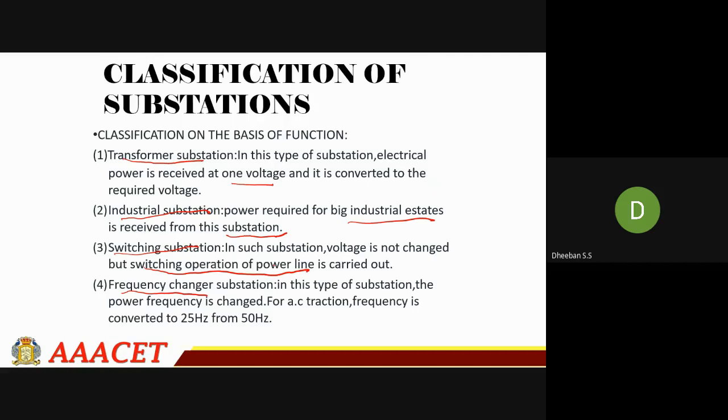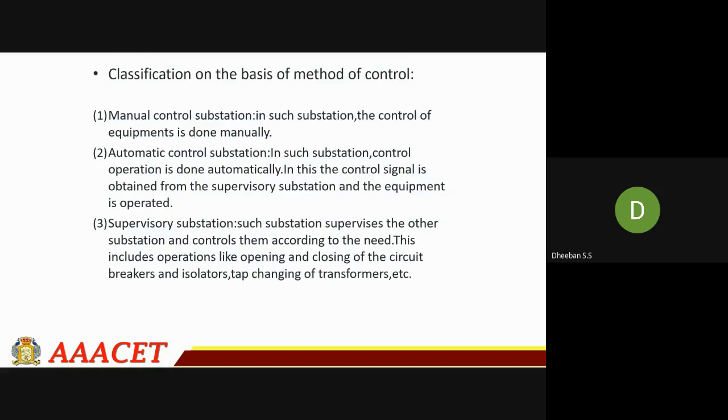Frequency change substation. Over here, the frequency gets changed, converted from 25 hertz to 50 hertz. Next, based upon the control, a substation is on manual control, automatic control, or SCADA. Supervised substation refers to SCADA. You can control it from some other area.